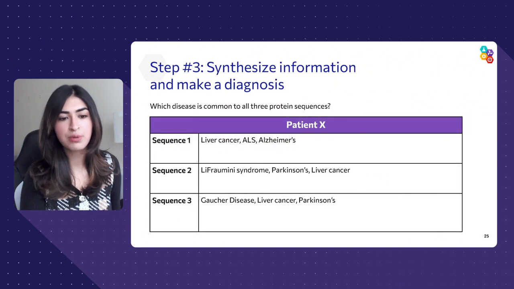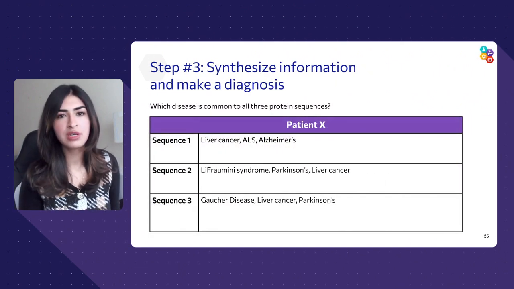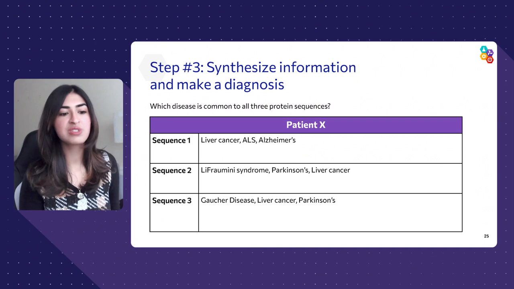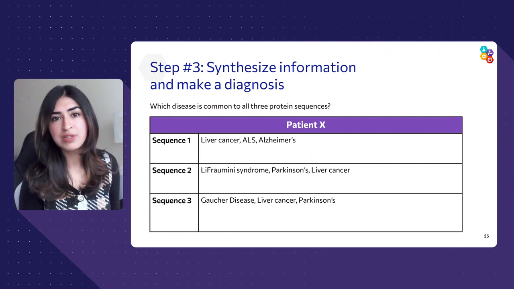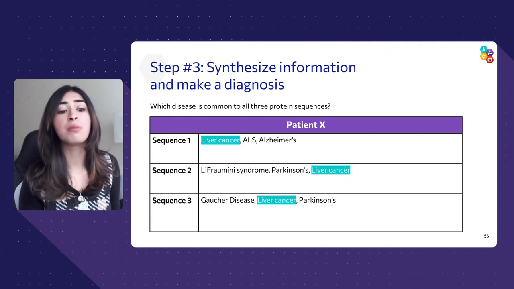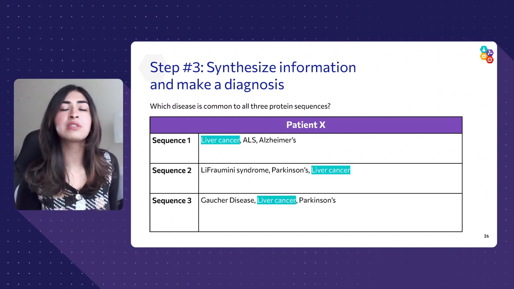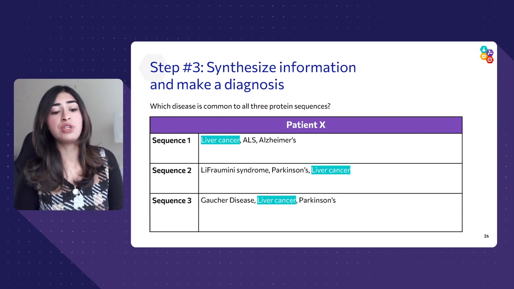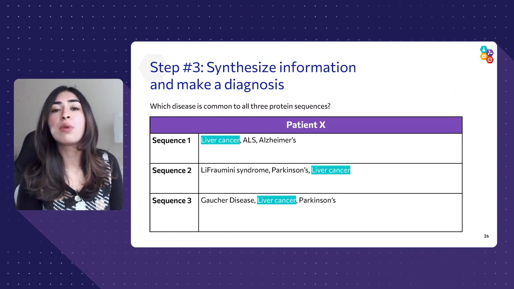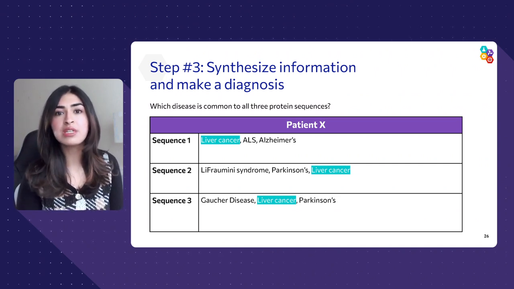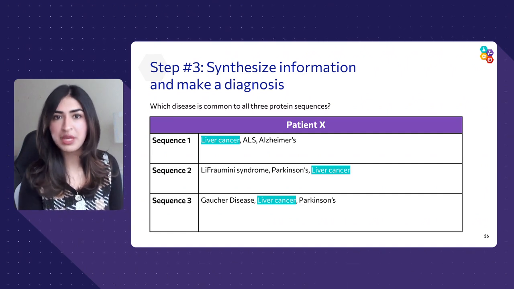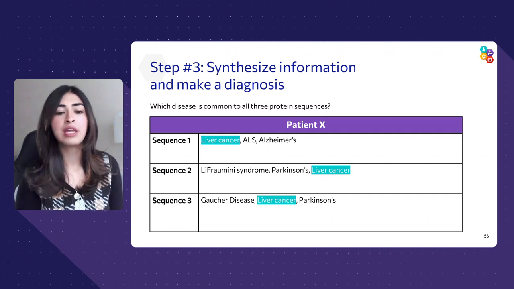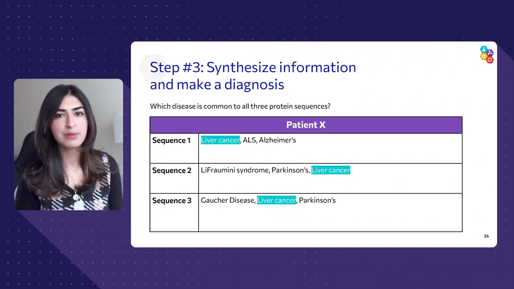So going through an example, let's say we have patient X. We found the proteins that each of the sequences were involved in. We found that sequence 1 is involved in liver cancer, ALS, Alzheimer's. Sequence 2 is involved in Li-Fraumeni syndrome, Parkinson's, and liver disease. And sequence 3 is involved in Gaucher disease, liver cancer, and Parkinson's. The common disease between all 3 of these sequences is liver cancer. So you can make your diagnosis and you can say that patient X has liver cancer.